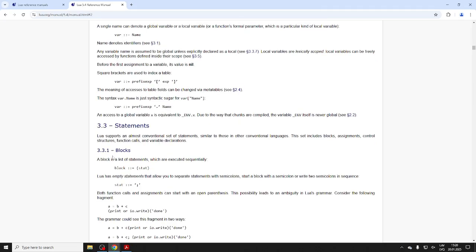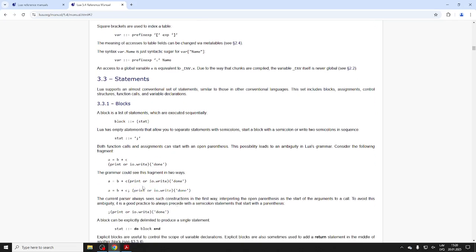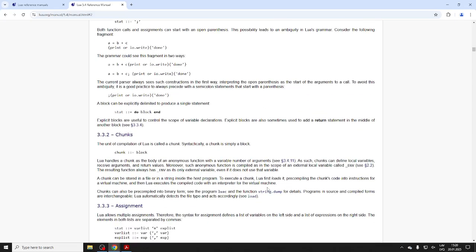Statements. A block is a list of statements which are executed sequentially. Also, you can do empty statements. Both function calls and assignments can start with an open parenthesis, so this is interesting. A equals B plus C, and done. The grammar could see this as a problem, potentially, that this is A plus B plus C and then do something, or maybe a call. That's why you need semicolons; that's why syntax guides often say you should use semicolons.